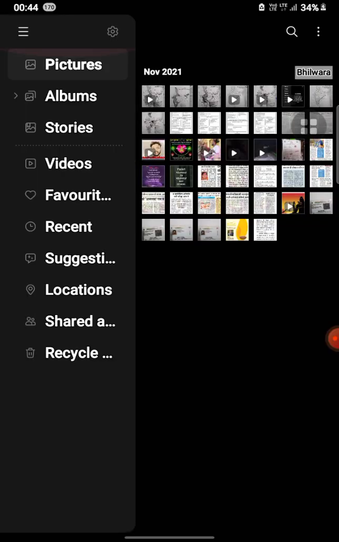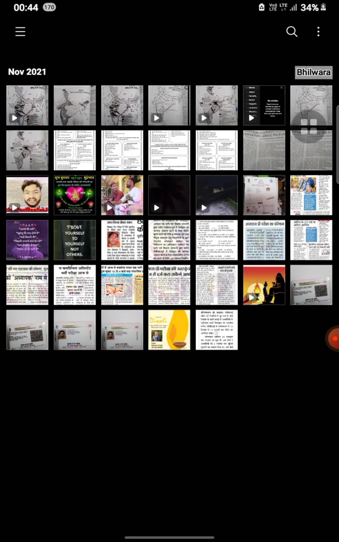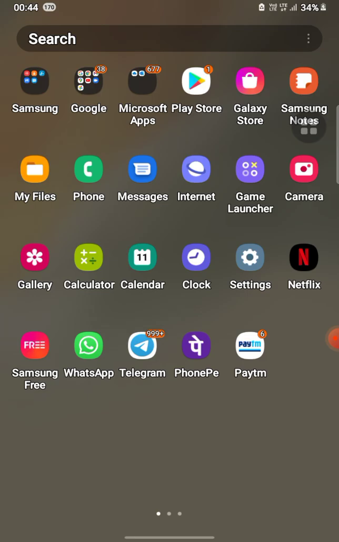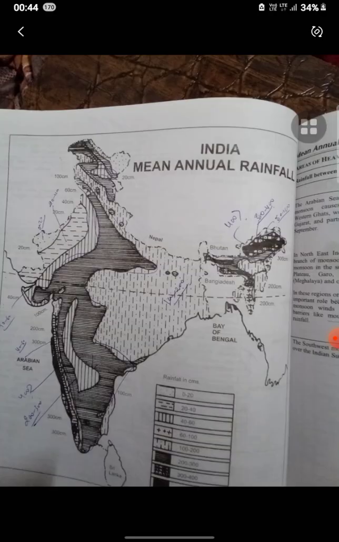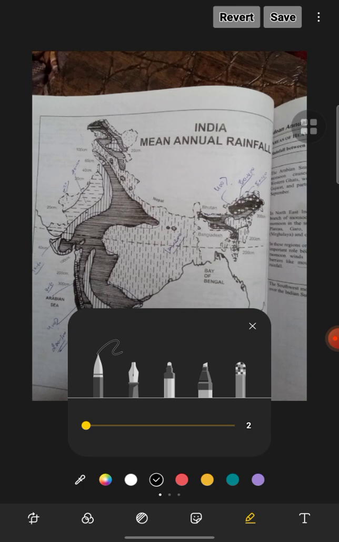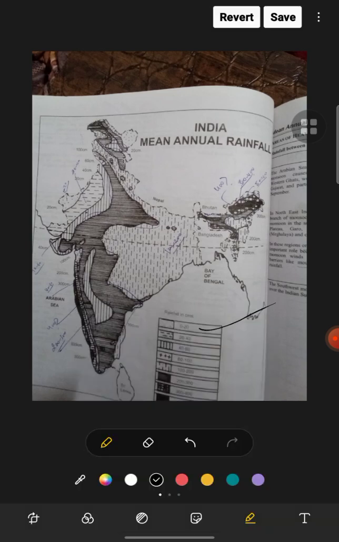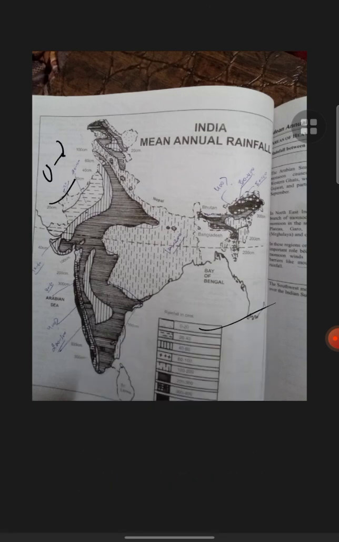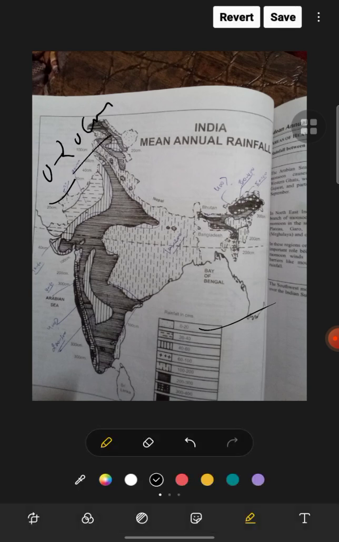This area is 0 to 20 centimeter. So because of that area is particularly 0 to 20 centimeter, so this is the deficient in rainfall.